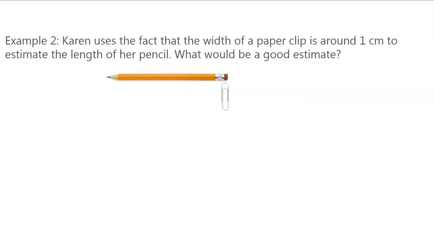Now, example 2. Karen uses the fact that the width of a paperclip is around 1 centimeter to estimate the length of her pencil. What would be a good estimate? Let's say the distance from here to here is about 1 centimeter. She can move it along and determine how many paper clips there are. So say there's another one here. That's 2, 3, 4, 5, 6, 7, 8, 9, 10. Say probably 11 centimeters would be a good estimate here.